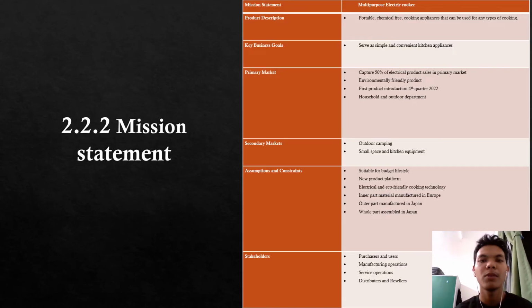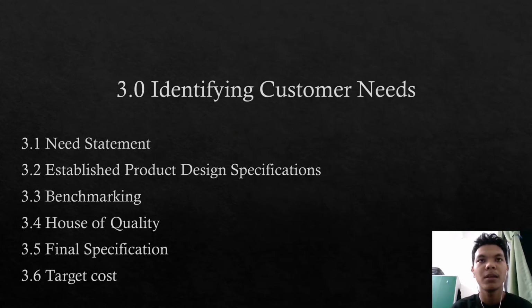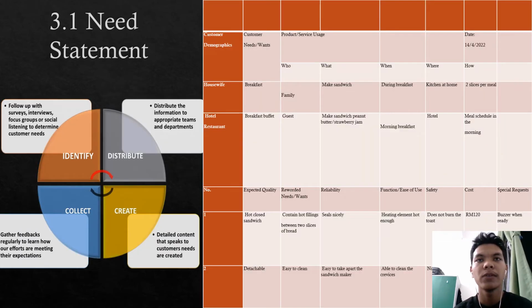Hi, my name is Muhammad Ahmad Sufian, and this is our mission statement for our product. For the topic of identifying customer needs, we have six subtopics under it. The first one is need statement. It includes identify, distribute, collect, and create.